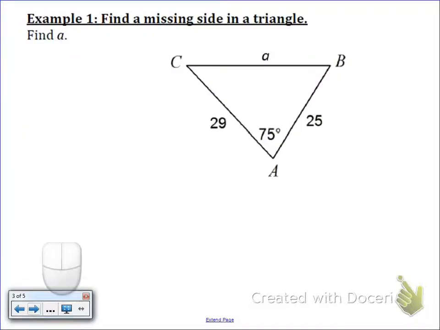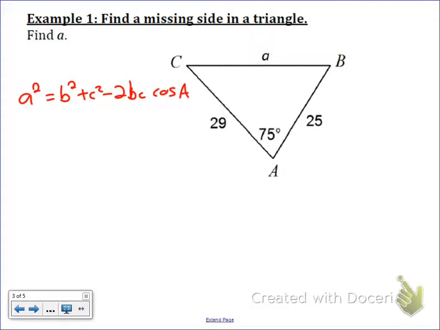So my first example, I want to find out what A is, and as you can see, I'm given angle A is 75 degrees. So I'm going to go ahead and use the first equation that's listed above, and that's for my angle A. A squared equals B squared plus C squared minus 2 times B times C times the cosine of A.